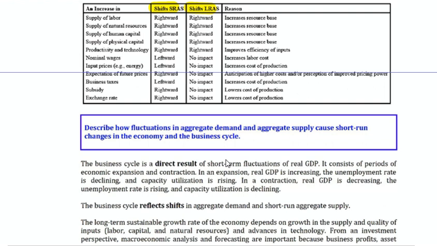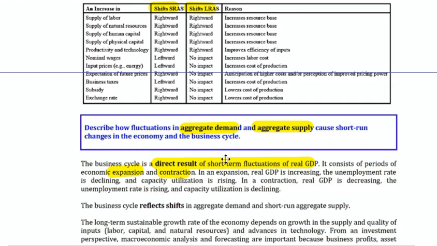Next learning outcome statement: describe how fluctuations in aggregate demand and aggregate supply can cause short-run changes in the economy as well as in the business cycle. The business cycle we know is a direct result of short-term changes in real GDP. The business cycle goes through periods of expansion and contraction.